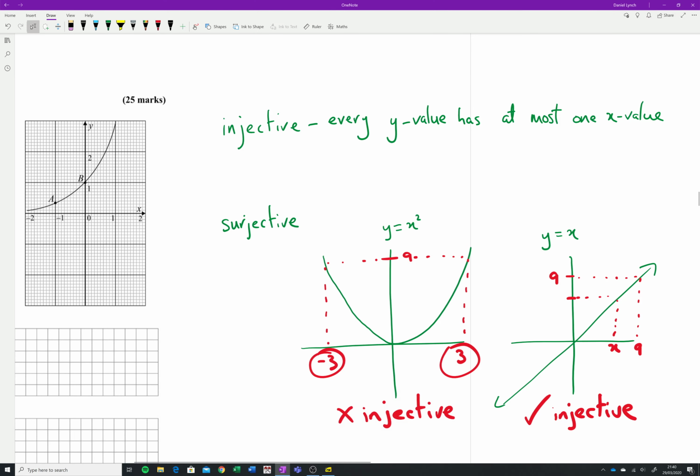If we go to surjective, its definition. Surjective means every y value has at least one x value.